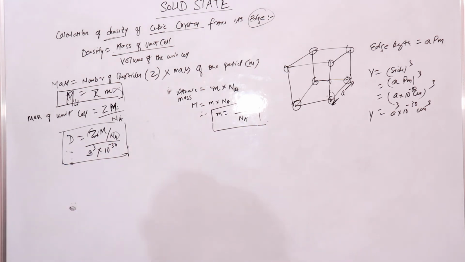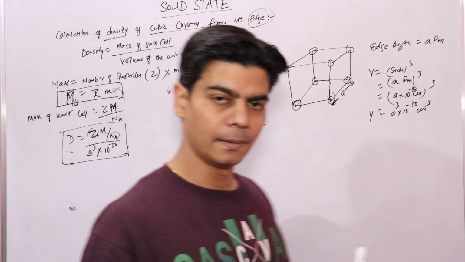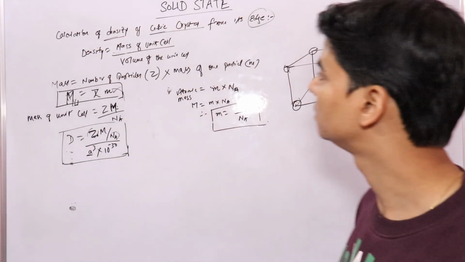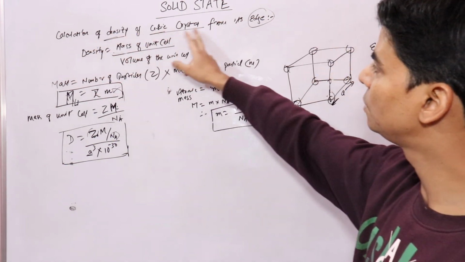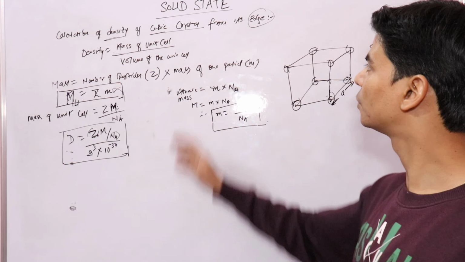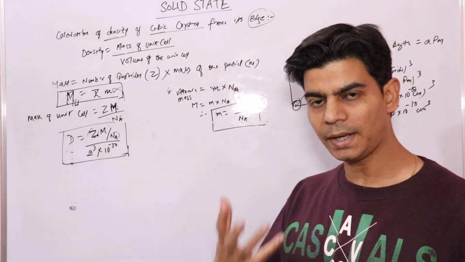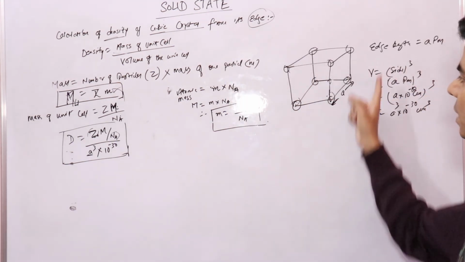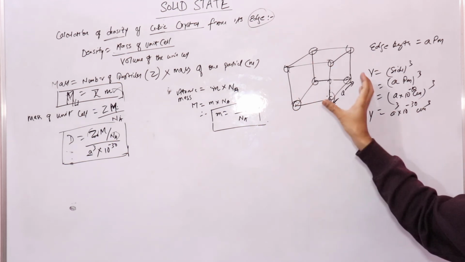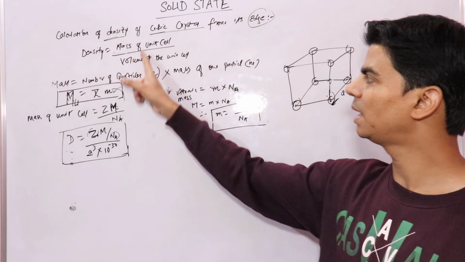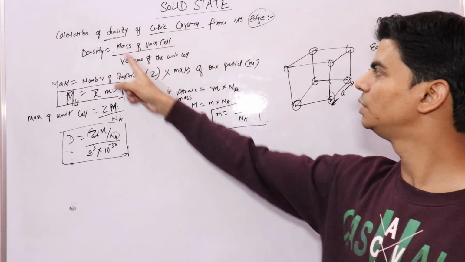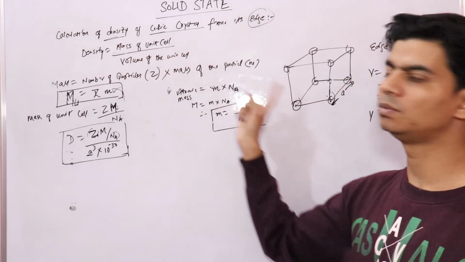I'll just quickly revise this. Calculation of the density of a cubic crystal system from its edge. That is, if you know the edge or the side of the cubic crystal system, then how do we calculate its density? We know the formula of density is mass per unit volume: mass of the unit cell upon volume of the unit cell.